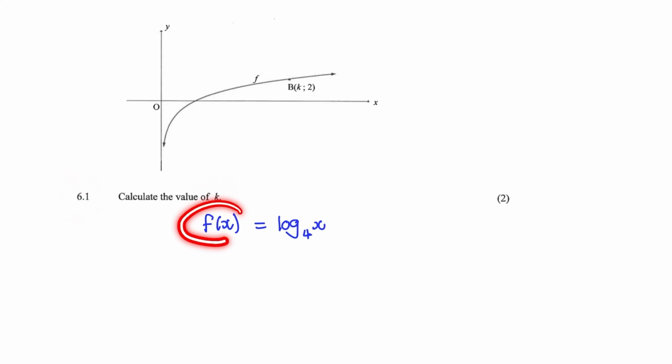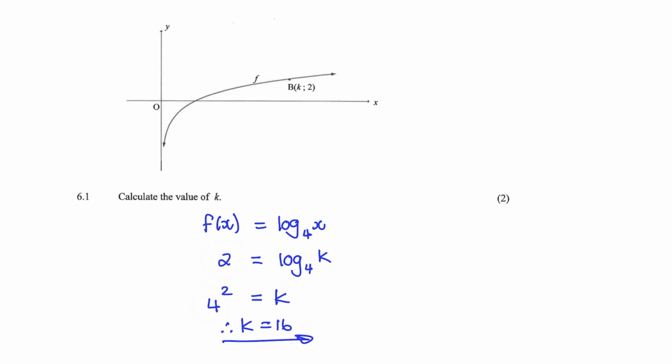So we have f(x) equal to log₄x with an x coordinate of k and a y value of 2. So I substitute f(x) with 2 and x with k. Now I simply need to find k. What it means is that the base of the log would become the base of the exponent. So k would be equal to 4 raised to the power of 2. Therefore k is equal to 16.